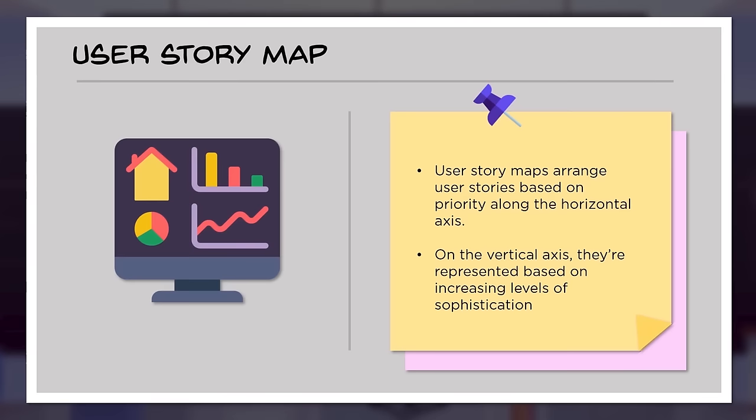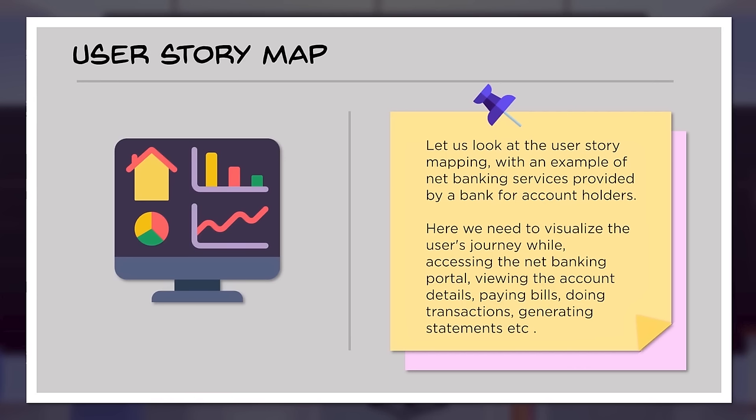So now let us look at a user story mapping with an example of, let me say, net banking services provided by a bank for account holders. When I say net banking service, it is quite obvious it also has to be provided through a product which the banking application would use. But here we need to visualize the user's journey while accessing the net banking portal, viewing the account details, paying bills like utility bills, doing a lot of transactions within that particular portal, like generating statements or transferring money to one of the beneficiaries, etc. So all these transactions, what is being done?